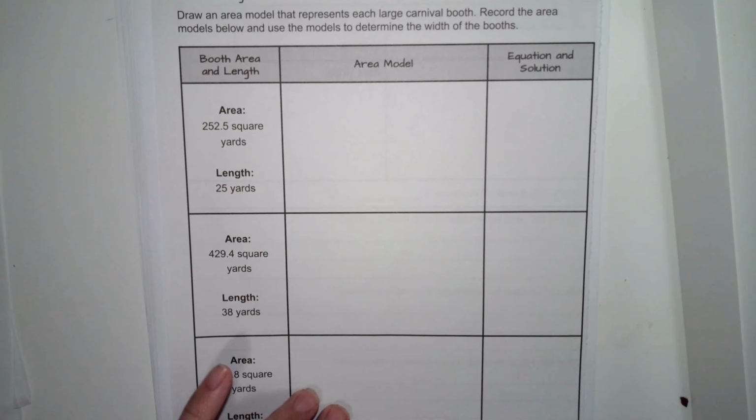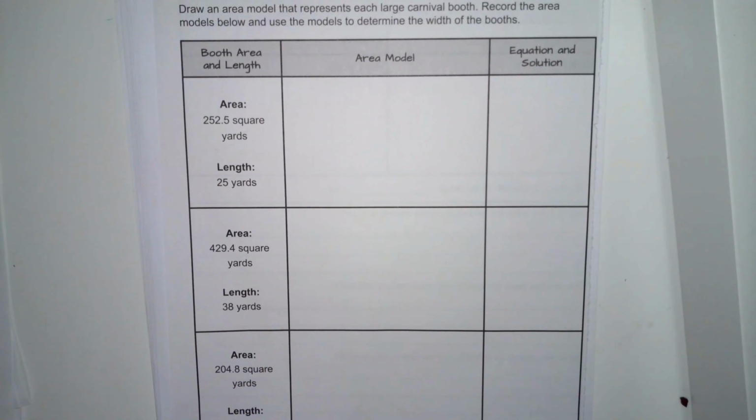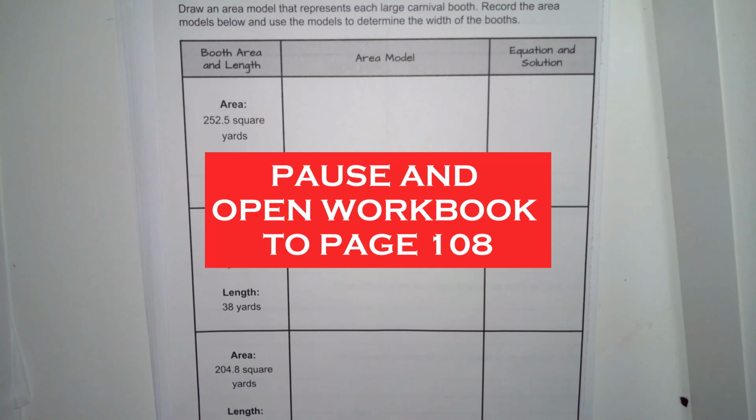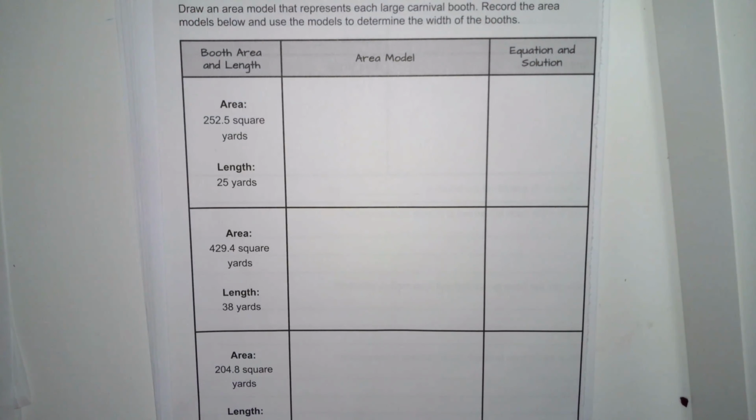Boys and girls, I need you to open up your books to page 108. This is your big, large book. Open it up to page 108. We're learning about area models. But here's the thing, boys and girls. The best way, the easiest way to do it is to find your solution and then match it up with your area model to make sure it works.